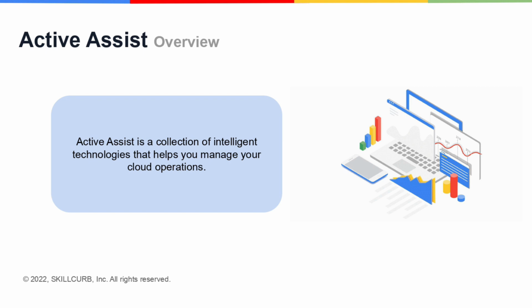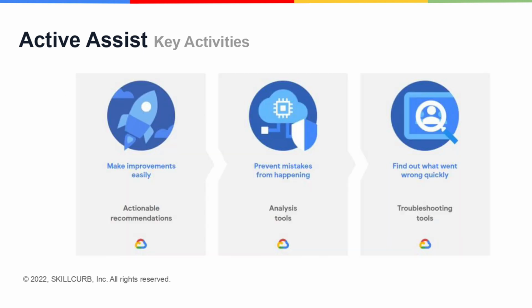Active Assist is a collection of intelligent technologies that helps you manage your cloud operations, with recommendations to cut expenses, boost performance, strengthen security, and even assist you in making more environmentally friendly decisions. Active Assist's portfolio will help you with 3 key activities: making proactive improvements to your cloud with smart recommendations, preventing mistakes from happening in the first place by giving you better analysis, and helping you figure out why something went wrong by using intuitive troubleshooting tools. With Active Assist as your sidekick, these tasks become simple and fast, helping you shift your time from administration to things like innovation.